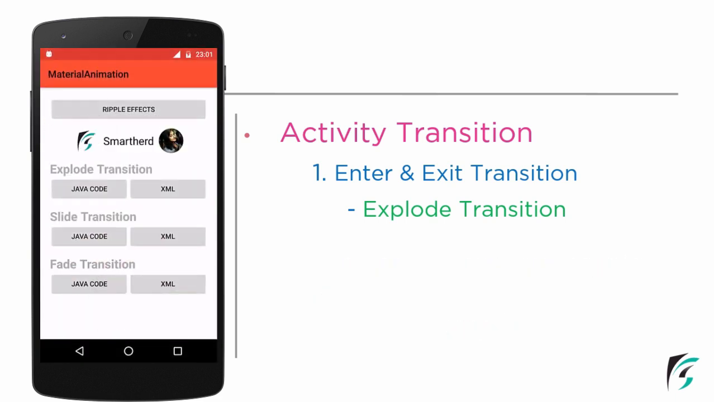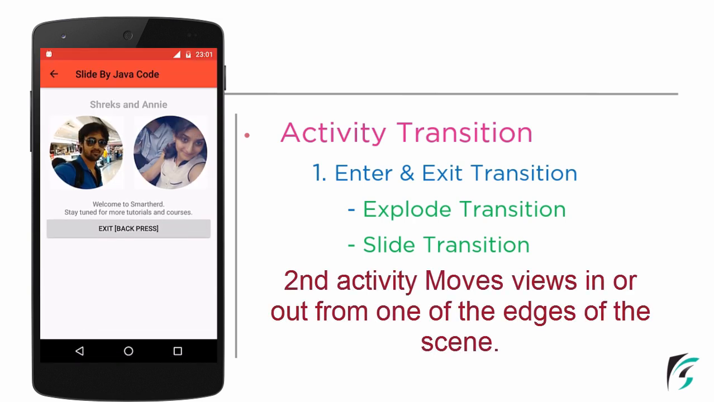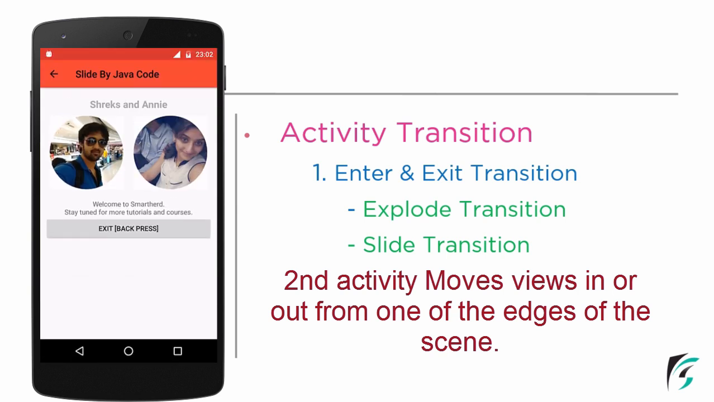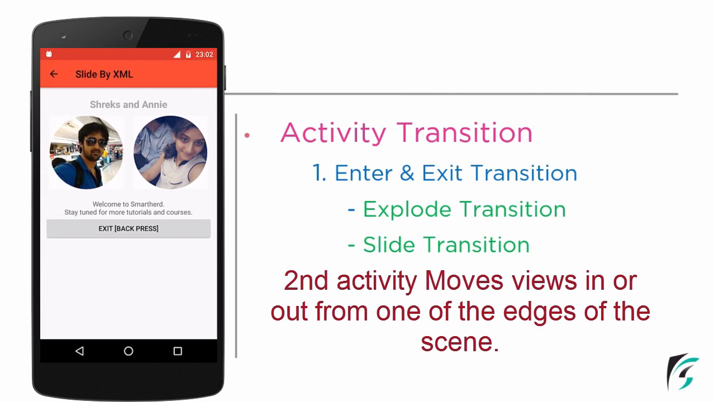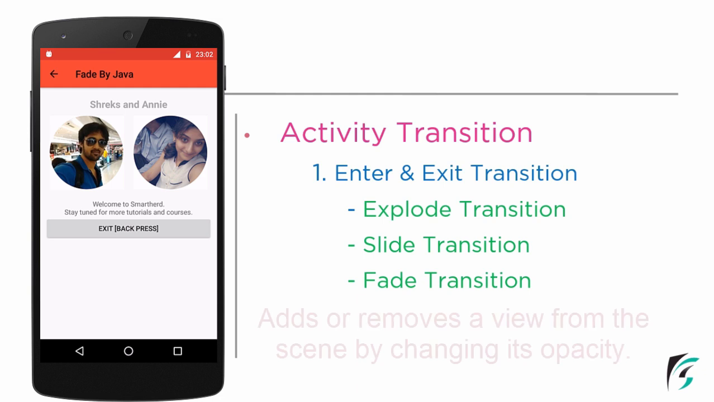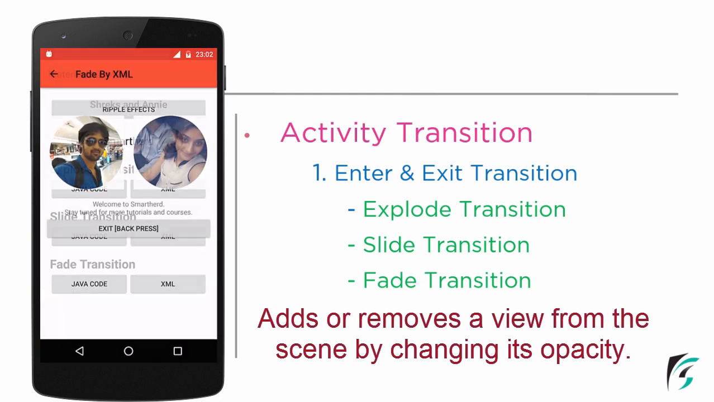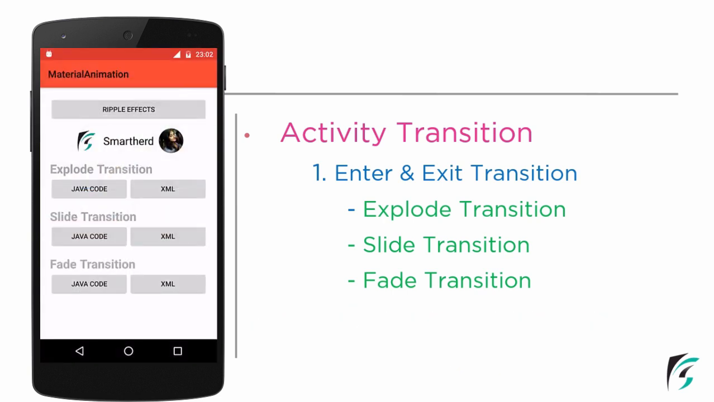The next we will be learning about is the slide transition. On the left side of the screen, you can see the example for the slide transition. This is the slide transition that we will be learning about. Next is the fade transition. On the left side of the screen, you can see how the fade transition is implemented. We will be learning about it step by step in the upcoming videos.